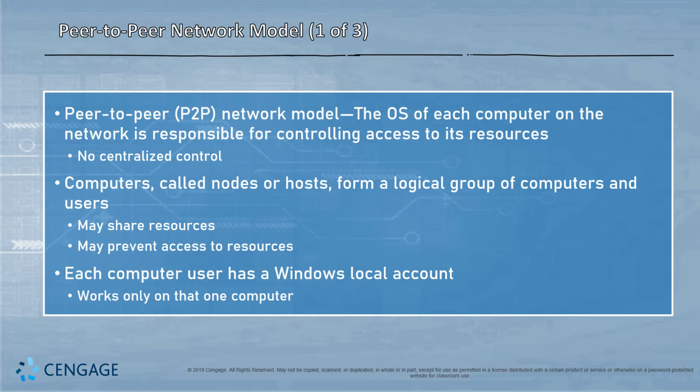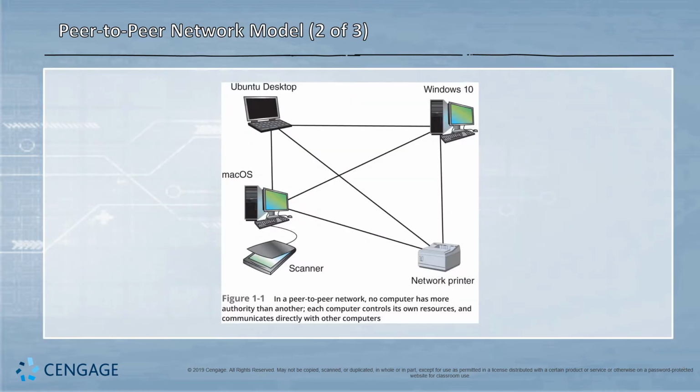You're not able to go over to someone else's computer in the same peer-to-peer network, log in with those credentials, and be able to gain access to resources in the same way. Instead, we are able to manage connections going between those computers individually. So here we have a peer-to-peer network with a Mac OS desktop, an Ubuntu desktop, a Windows 10 desktop, a network printer, and the Mac OS device has a scanner connected. Now, as it stands, the Mac OS device could choose to share or not share that scanner at its discretion.